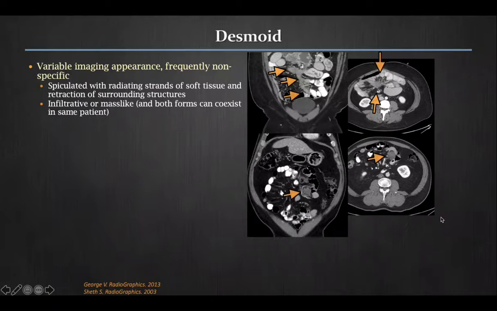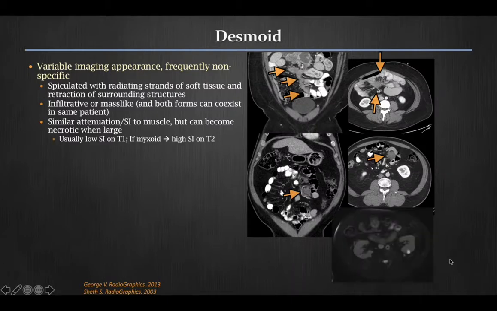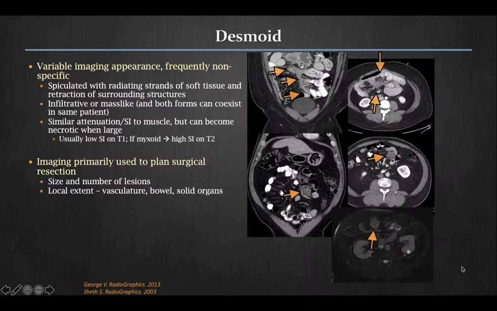The imaging appearance is generally nonspecific and has a lot of overlap with the entities we've discussed already. The case that I showed on top had a spiculated infiltrative mesenteric mass with encasement and displacement of the mesenteric structures, but they can also be more rounded soft tissue masses with attenuation similar to muscle. This is an MR image on the bottom right, which shows the typical signal intensity. Most of these, because they're fibrotic masses, will have low signal intensity on T1. If there's myxoid tissue within it, then it will have corresponding increased signal on T2 as well.